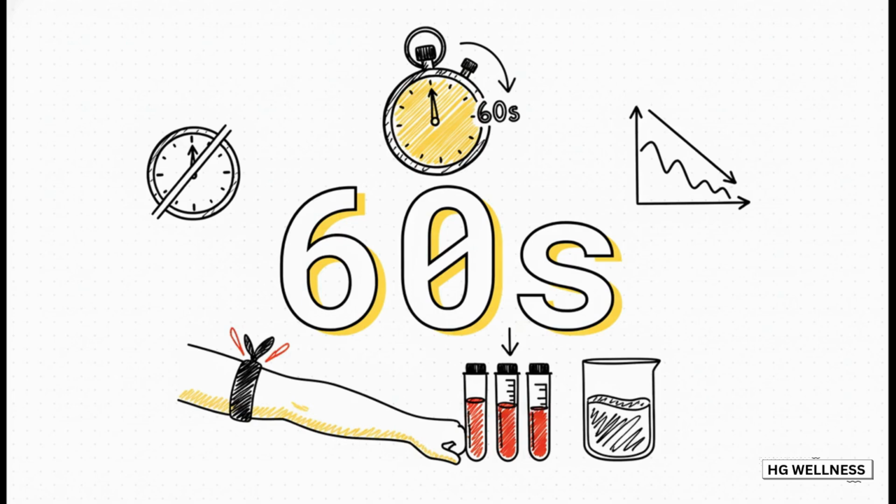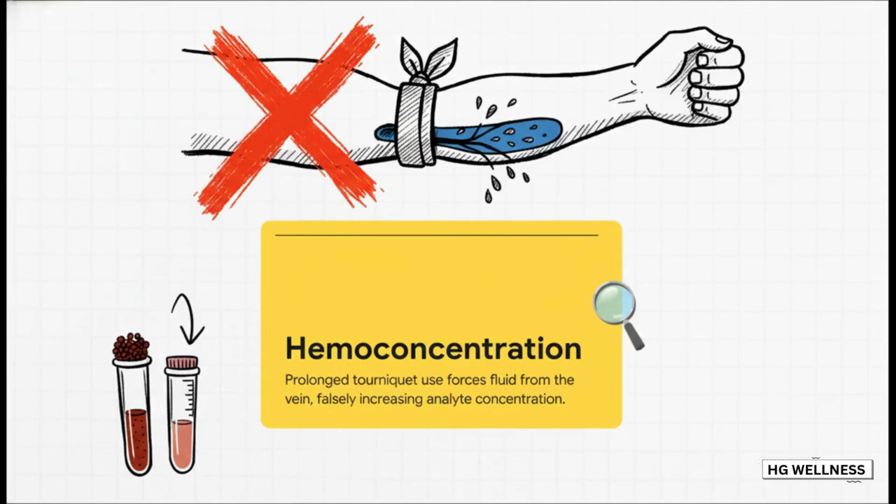Because going over that limit fundamentally changes the blood you're collecting. The term for this is hemoconcentration. Basically, leaving the tourniquet on too long squeezes the watery part of the blood out of the vein. This artificially concentrates everything else that's left behind. So what does that mean? It leads to falsely elevated results, which creates a diagnostic picture that just isn't real. That's why it is so critical to release that tourniquet as soon as you see blood flow.